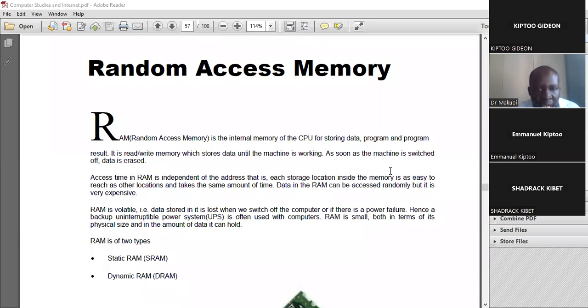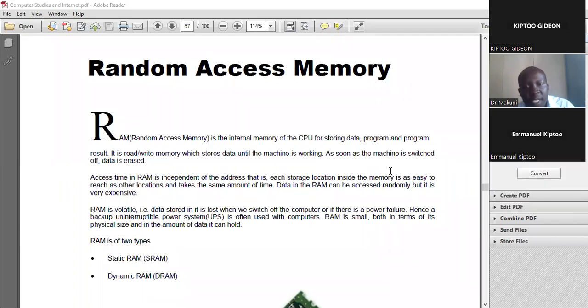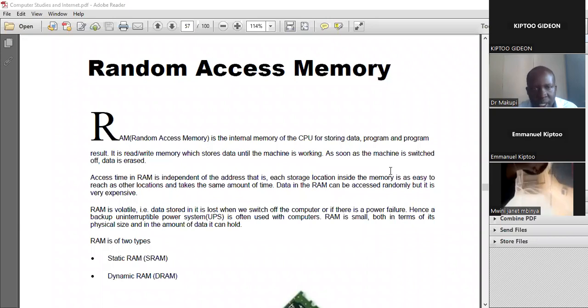Now, again, this kind of RAM stores data as long as the machine is in operation. So when the machine is switched off, all the data stored in the RAM is erased.